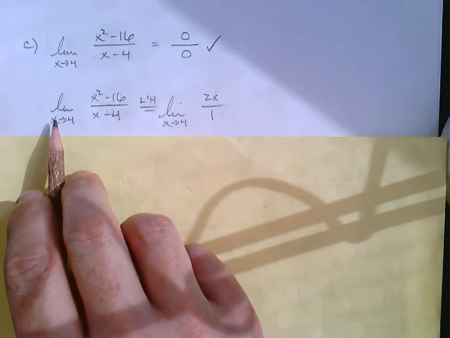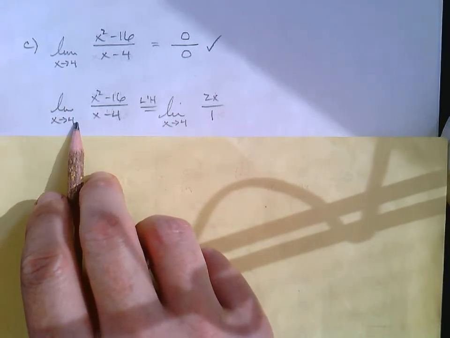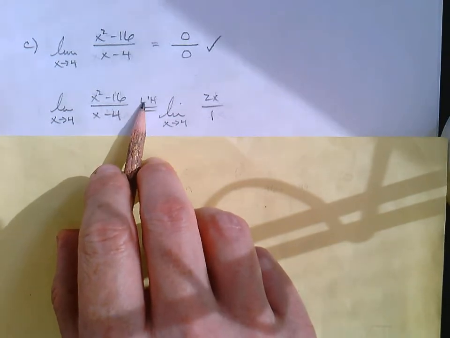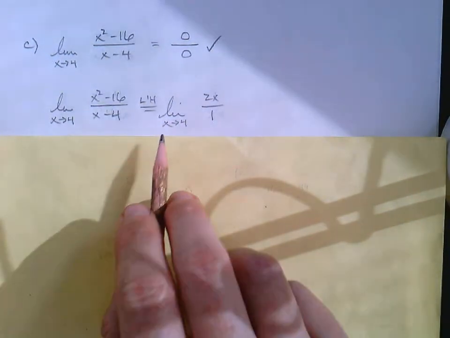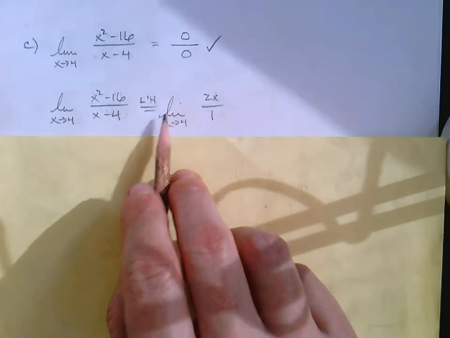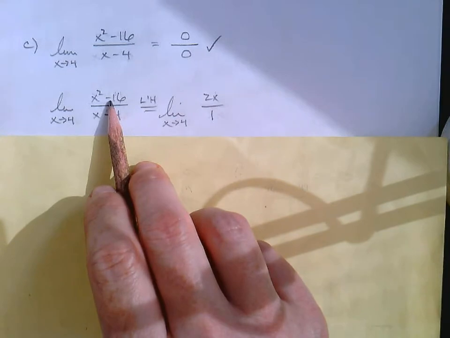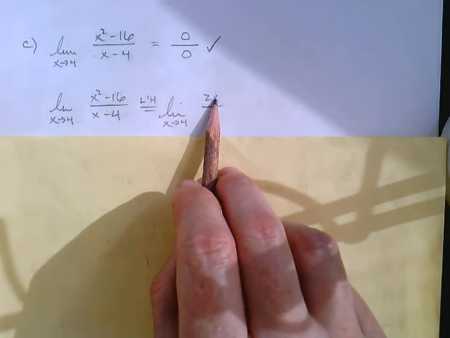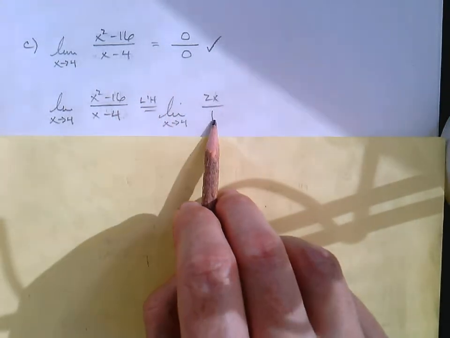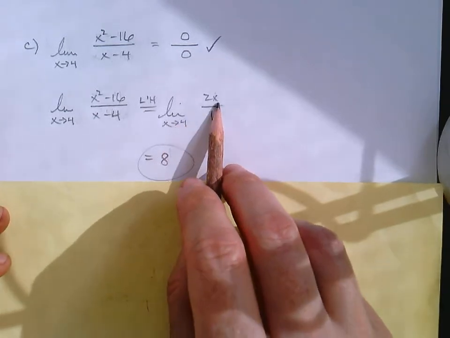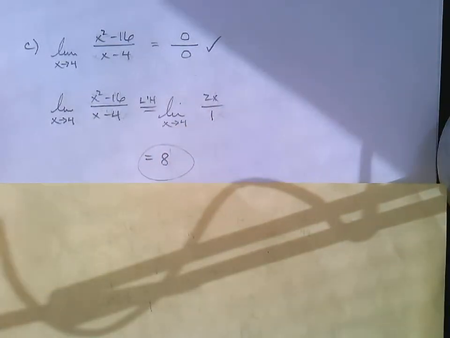Starting from the top, the limit as x approaches 4, x squared minus 16 over x minus 4 equals, with the L'H included, we repeat the same limit. That doesn't change. Still the limit as x approaches 4. But now we have derivatives. Derivative of the top, 2x. Derivative of the bottom is 1. What is our answer here? Well, 2x over 1 is simply 2x, and we can plug in the 4. We have an answer of 8 using L'Hopital's rule.